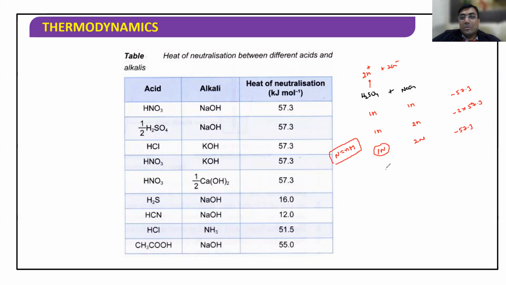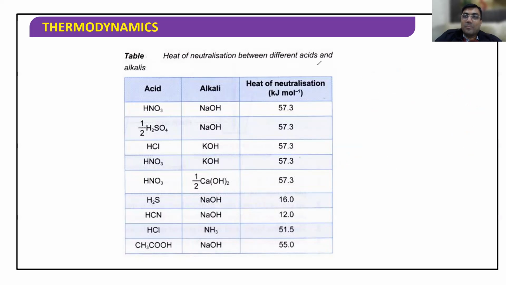Now, 2 molar, 1 molar. 2 molar gives how many H plus? 4 H plus. But here it is limiting, no? So minus 57.3 only. Are you following my words? Very good. This much you understood, all of you? Very good.